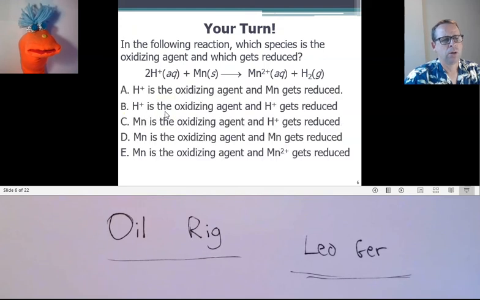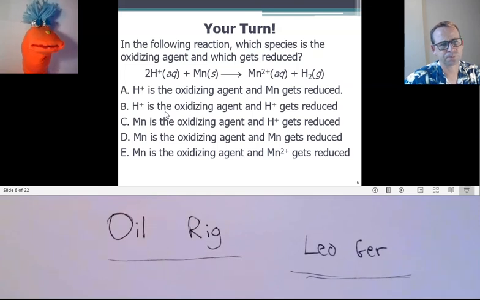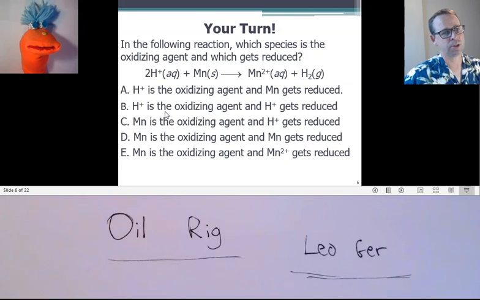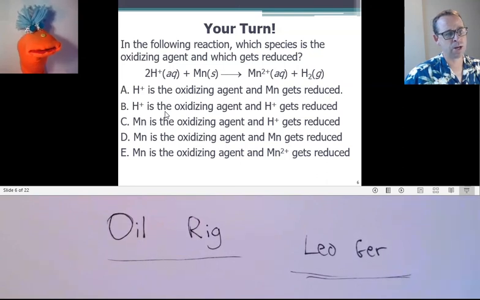Okay. Which of the following species is the oxidizing agent and which gets reduced? Okay, make sure you work on it at home before you move forward. What do you think, Fred? Isn't the species that's oxidized the same as the one that gets reduced? That's right, it is. So our oxidizing agent is also the one that's going to be reduced.